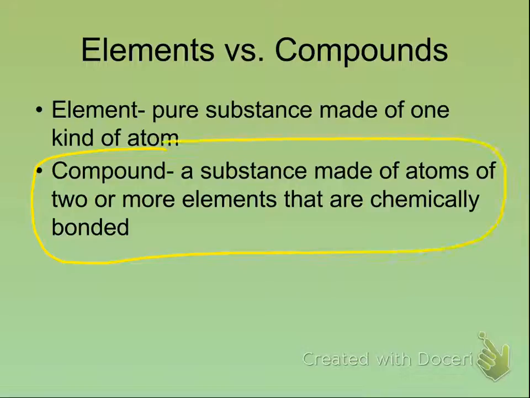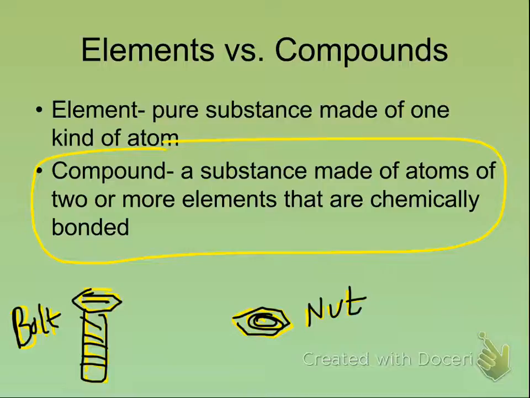Compounds are made up of two or more kinds of atoms that are bonded chemically. You can't separate them physically. They are permanently bonded. If we think about a bolt and a nut as being elements, if we screw the nut onto the bolt, that would be a compound. They're joined, and they're joined chemically. We have to do something chemical to separate them.